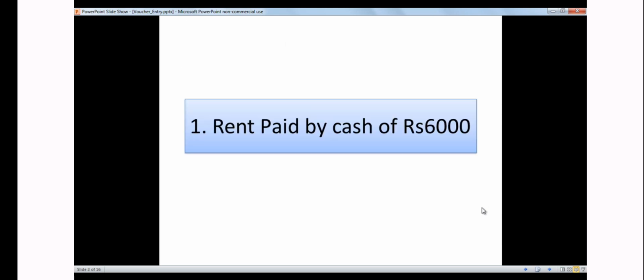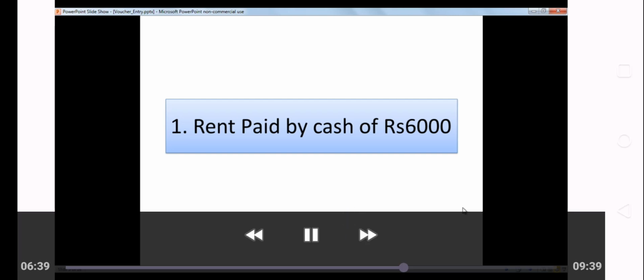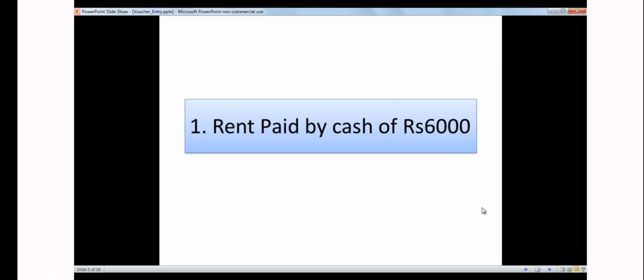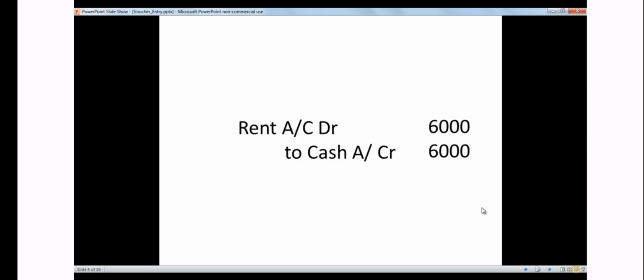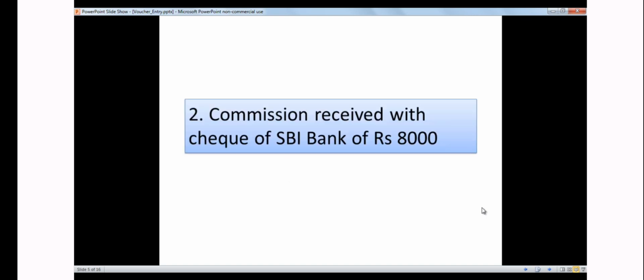Okay, so the first statement was rent paid by cash of rupees 6,000. We have seen the entry of it, that is rent account debit to cash, because rent is an indirect expense. Now here the rent has been paid, so it is very easy to understand that it's a payment voucher. So here rent account debit to cash, which we understood in the previous video, and the type of voucher is F5. This means that's a payment voucher. Let's go to the next statement.